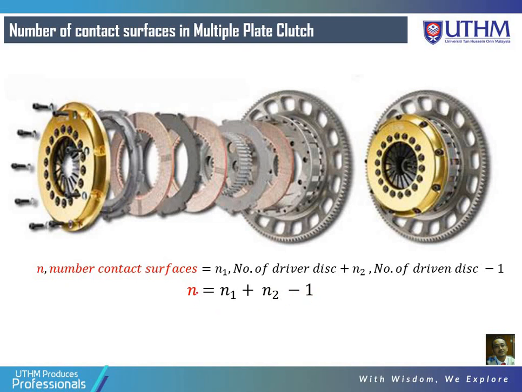What do you understand from this number of contact surfaces? If you look at this friction plate over here, there are two effective contact surfaces, on this side and on the other side. So this is effective surface number 1, and the other side is number 2. The same applies here: this one is number 3, and this is number 4. And then the last one is 5, and the one behind is 6. So if I look at this multiple plate clutch, there are 6 contact surfaces available.